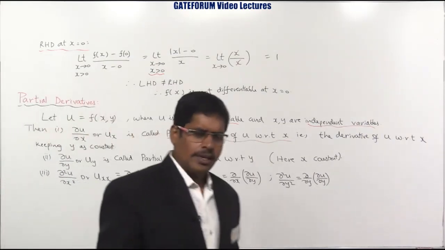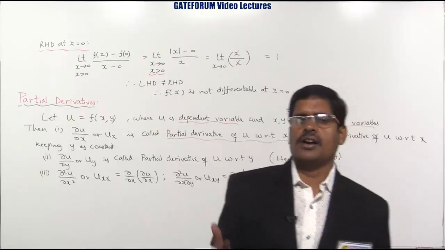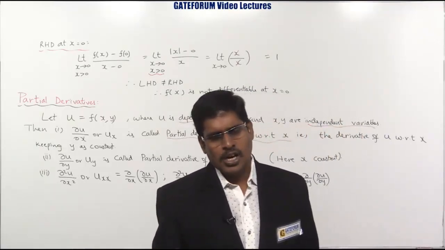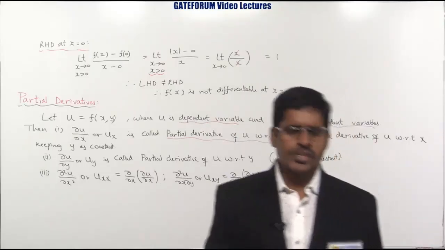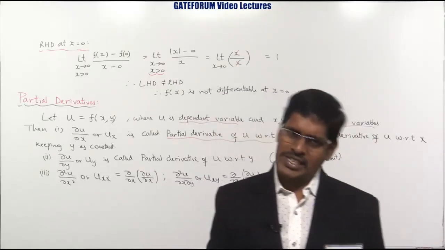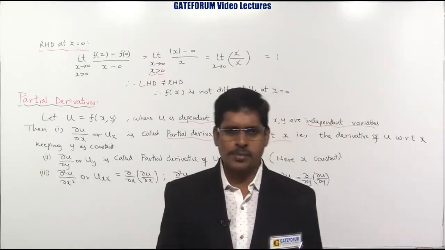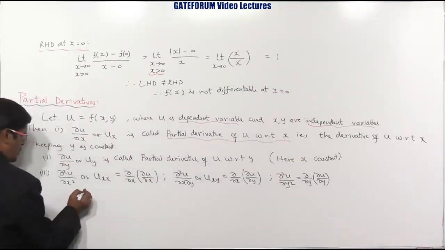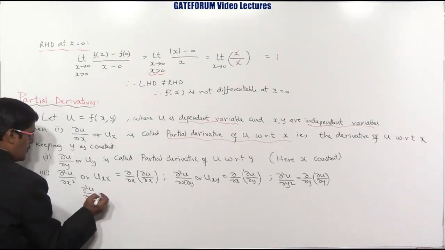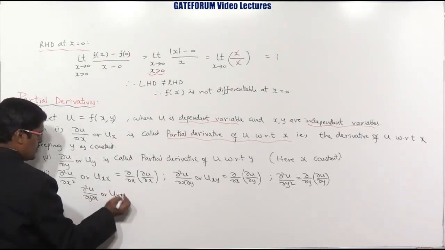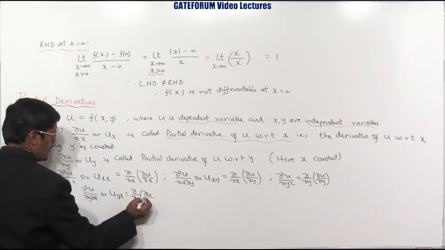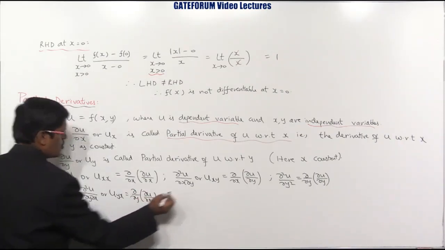In all ordinary cases, that means when the function u, that is a dependent variable u, has continuous second order partial derivatives, then ∂²u/∂x∂y is equal to ∂²u/∂y∂x. That means u_xy is equal to u_yx in general. So here ∂²u/∂y∂x, or u_yx, is equal to ∂/∂y of ∂u/∂x, and so on.